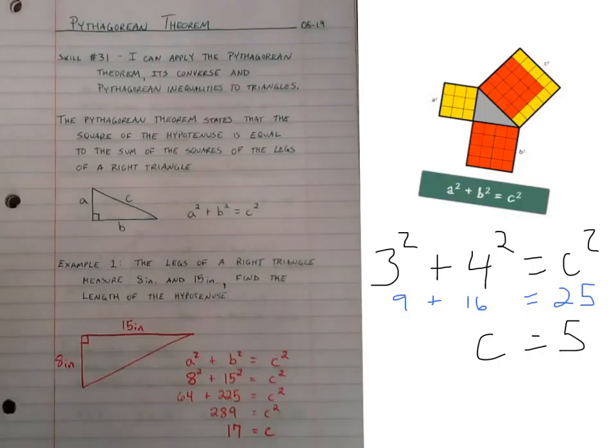Going beyond that, example 1. The legs of a right triangle measure 8 inches and 15 inches. Find the length of the hypotenuse. So if one leg is 8 inches and the other leg is 15 inches, we're looking to find the length of the hypotenuse. So A squared plus B squared equals C squared is translated into 8 squared plus 15 squared equals C squared. After doing the arithmetic, we arrive at 289 is equal to C squared, and we can square root both sides and find that 17 is equal to C.